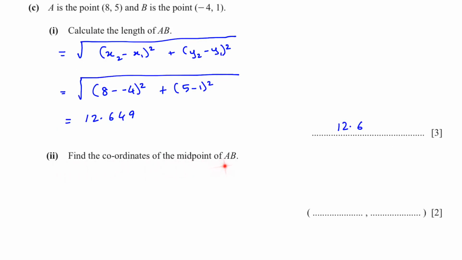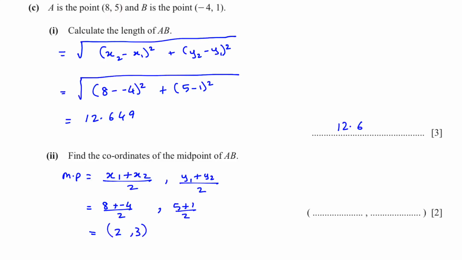Find the coordinates of the midpoint of AB. Again, you need to know your formula. The midpoint is equal to (x1 plus x2) over 2 and (y1 plus y2) over 2. This will give us our x coordinate and this will give us our y coordinate. So (8 plus minus 4) divided by 2 and (5 plus 1) divided by 2. We'll get 2 and 3. So the coordinates of the midpoint of AB are 2 and 3.